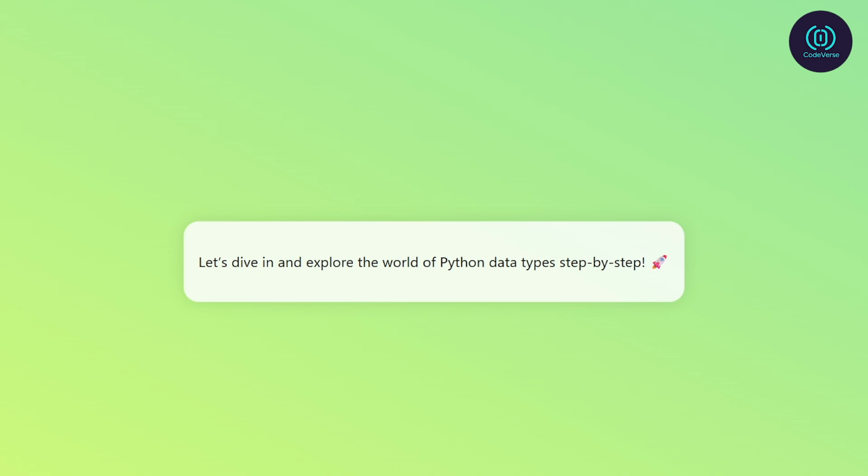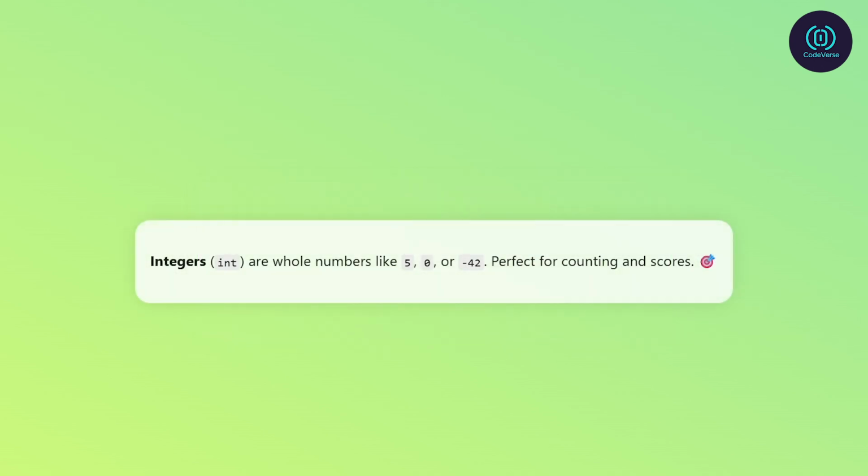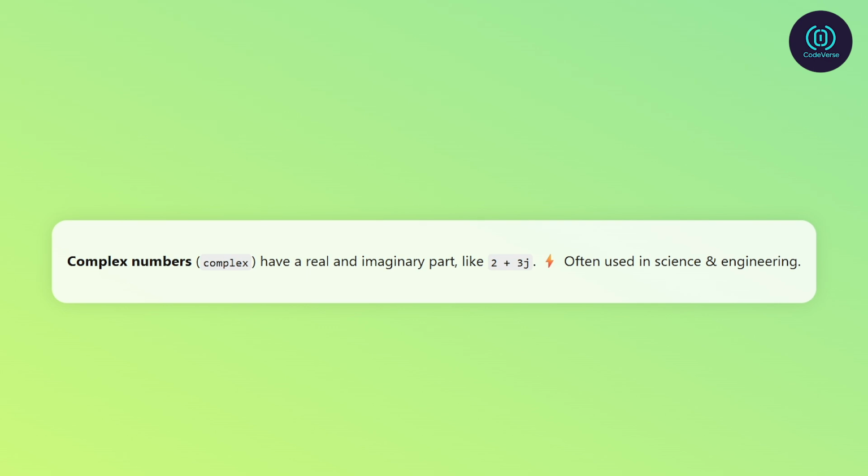So, let's dive in and explore the world of Python data types step by step. Alright, now that we know what data types are, let's start with some of the most common ones you'll use in Python, numeric types. Python has three main numeric types: int for whole numbers, like 5, 0, or -42. Float for decimal numbers, like 3.14 or -0.001. Complex for complex numbers, like 2 plus 3j.